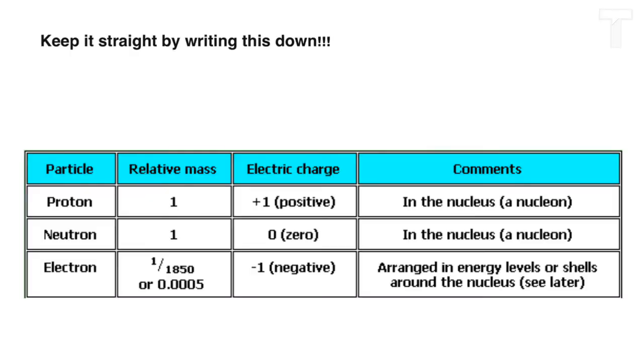Another way you can keep this straight is by writing this down. It tells you the particle, because by the way, if I say subatomic particle, that means proton, neutron, or electron. It gives you their mass, their electrical charge, and a couple little comments about where to find them. Write it down, guys.